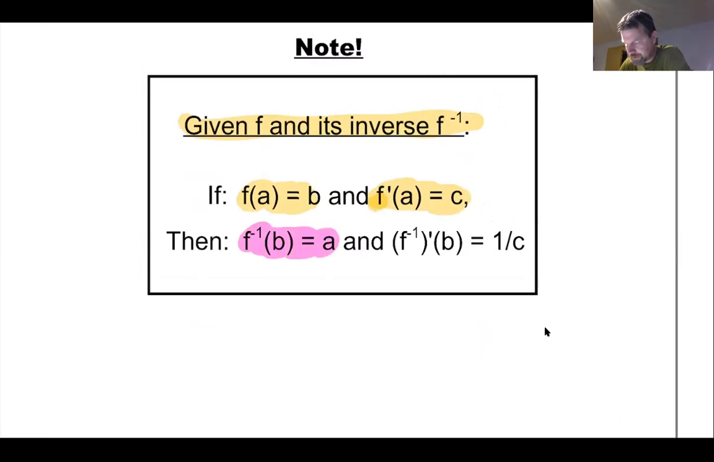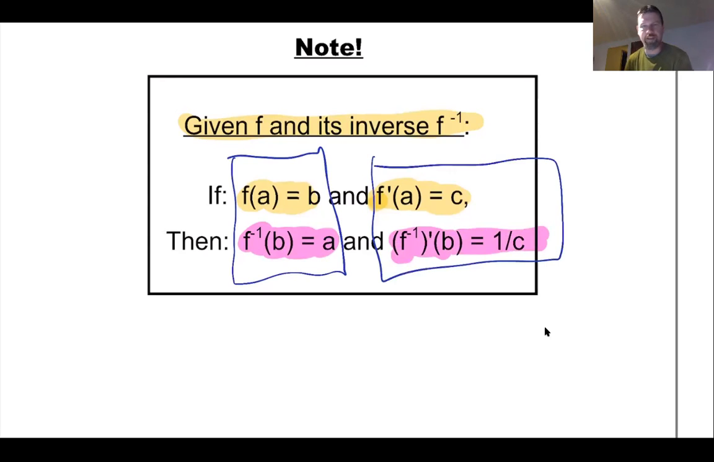f inverse of b equals a. This part is speaking to the fact that the points switch values, right? If I have (a, b) on the original, I'll have (b, a) on the inverse function. And f inverse prime of b is equal to 1 over c. This is getting to the point of if my slope on the original is some value c, my slope on the inverse for that correlating point would be 1 over c.